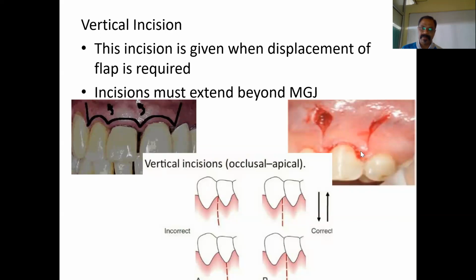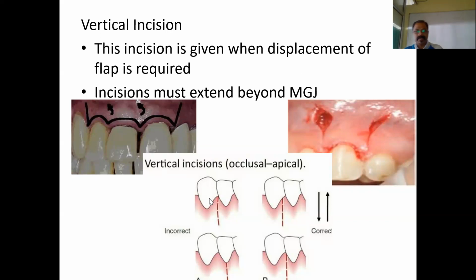Right. So we have placed the vertical incisions here. One vertical incision here. This was a mesiodistal extension. Now this incision basically crosses your mucogingival junction. Right, now this can be placed either apically or it can be placed coronally.